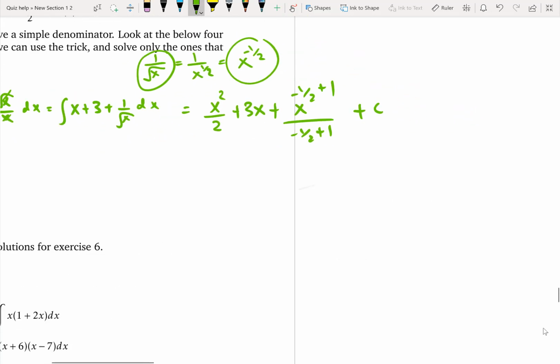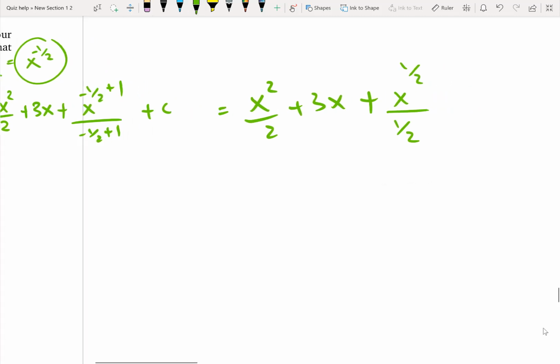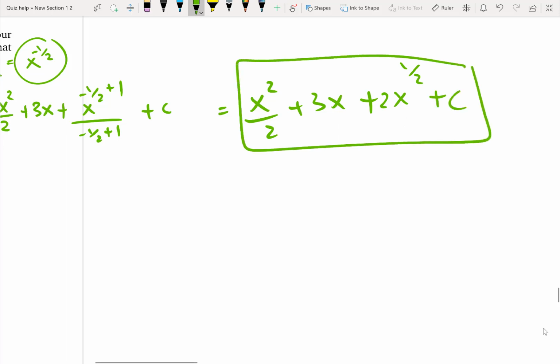Okay, so let's see what we get. We get x square over 2 plus 3x. Negative half plus 1 is half, over negative half plus 1 is half. So dividing by half, I can write it as reciprocal multiplication. The reciprocal of half is 2. So let's multiply by 2, and have 2 here, plus c. This is what you get. So that's the algebraic trick.